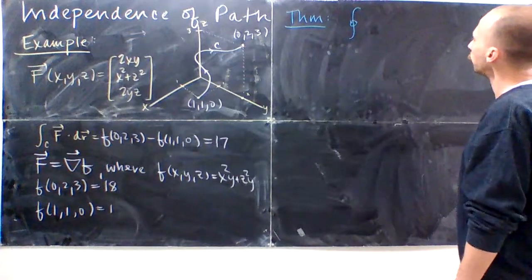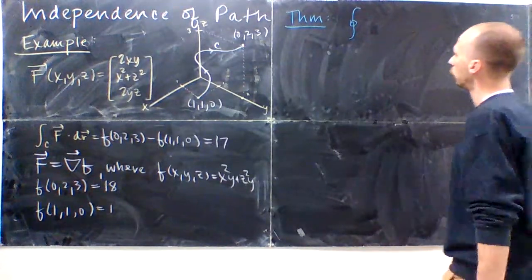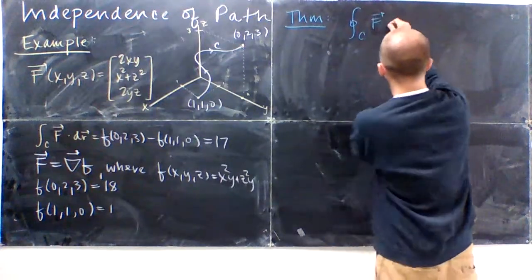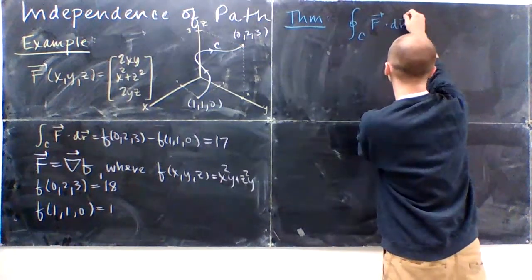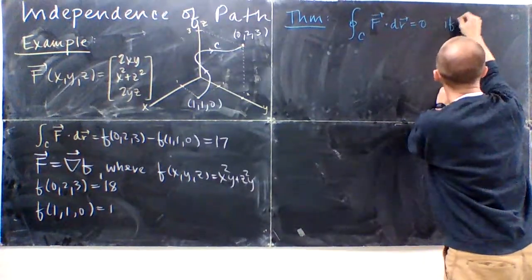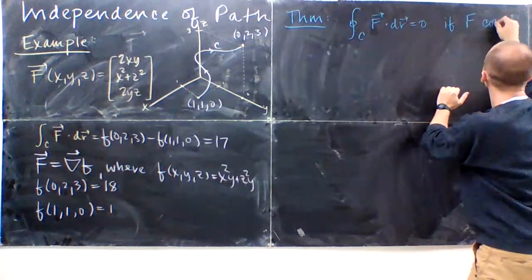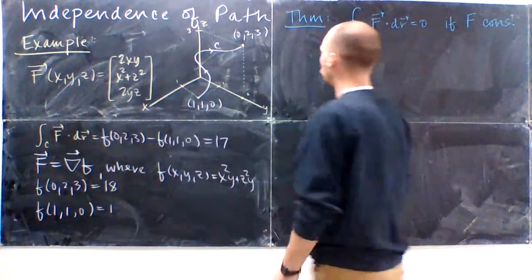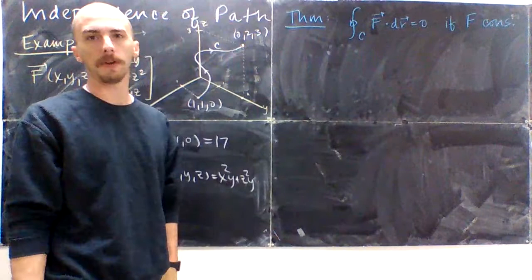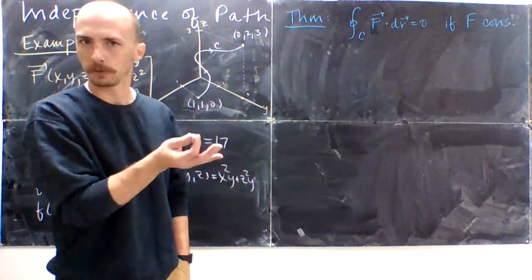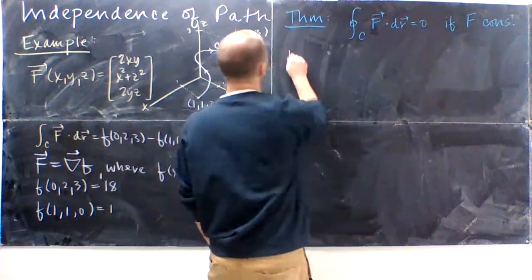And what was I thinking? Oh, that path integral over a closed curve of f dotted with dr is going to come back 0 if f is conservative. Okay, and this is going to be really quick for me to show you why, right? Because if f is conservative, then we have independence of path, and we can also use the potential function thing.